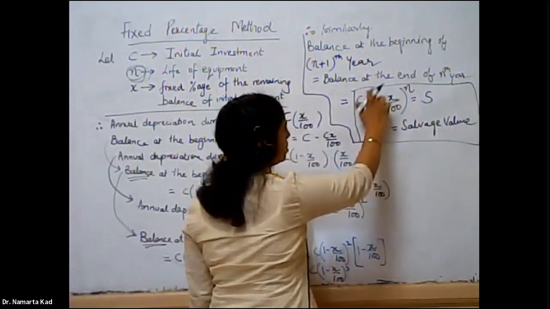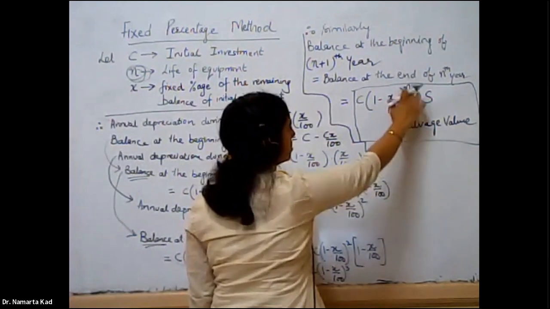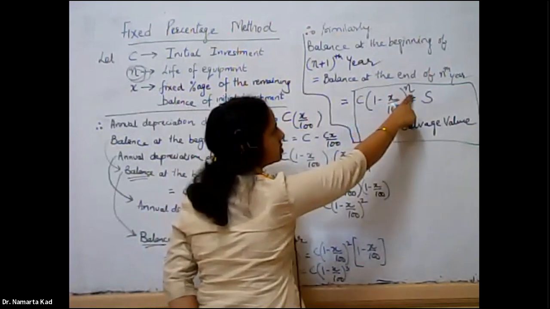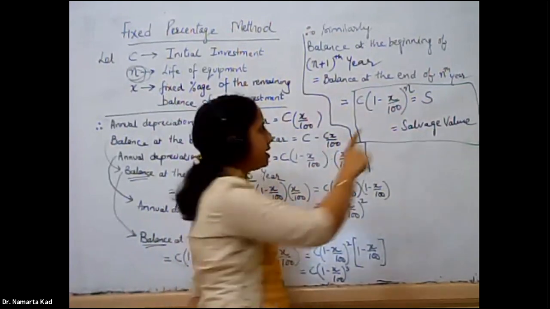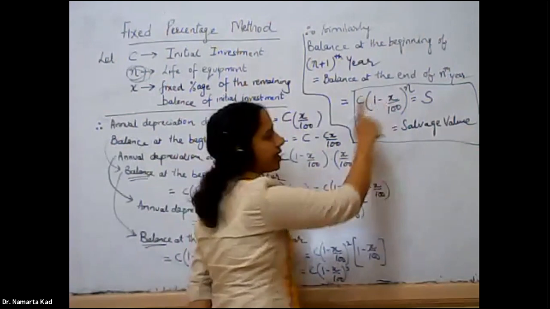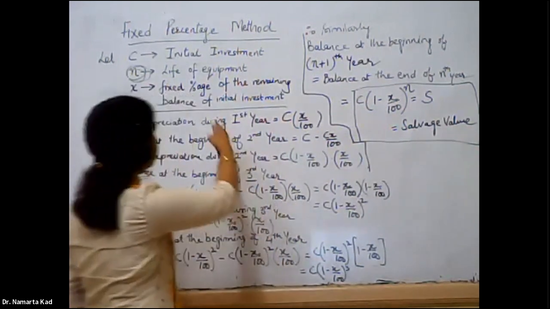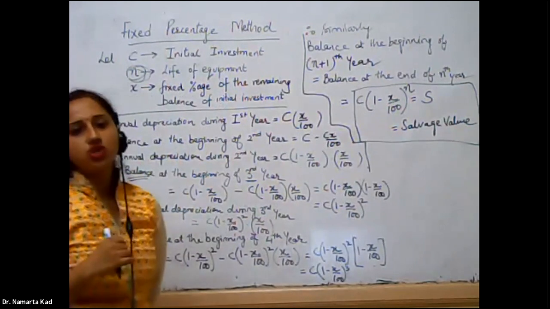This is the formula derived using the fixed percentage method: the salvage value S is equal to C into (1 minus x by 100) raised to power n, where C is the initial investment, n is the useful life of the equipment, S is the salvage value, and x is the fixed percentage of the cost that is kept aside after each year.